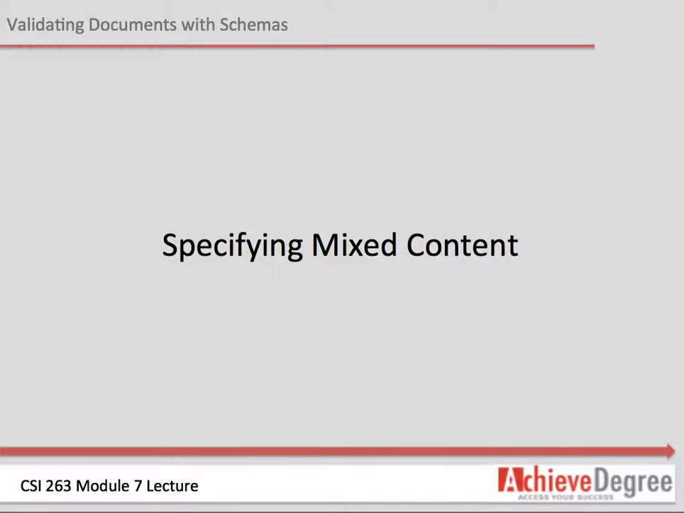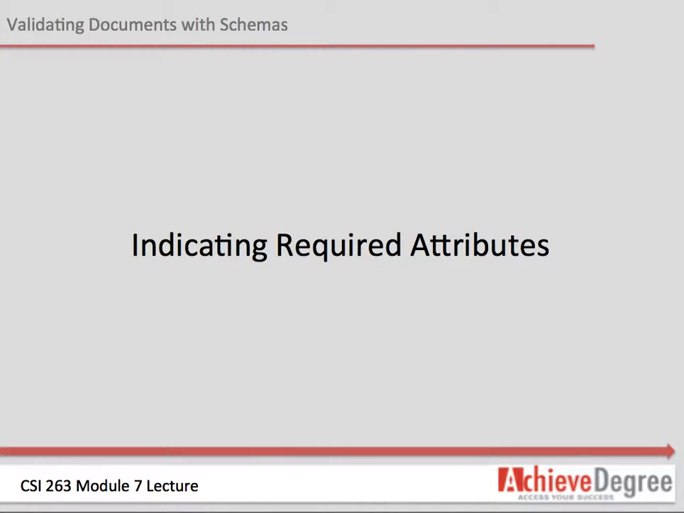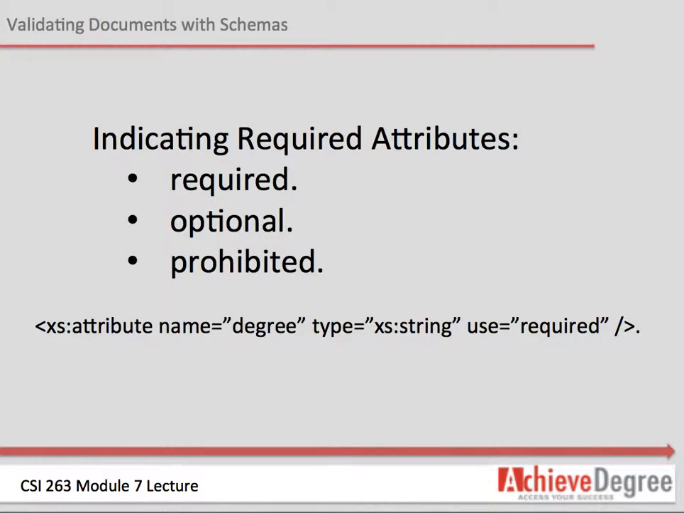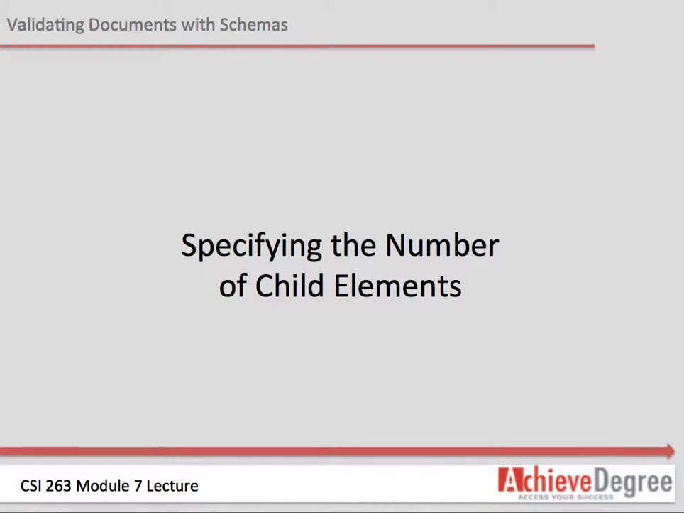Specifying mixed content. An element is said to have mixed content when it contains both a text string and child elements. Indicating required attributes. Uses one of the following three values: required, optional, prohibited. Here is an example. Specifying the number of child elements. To specify the number of times an element appears in the instance document.